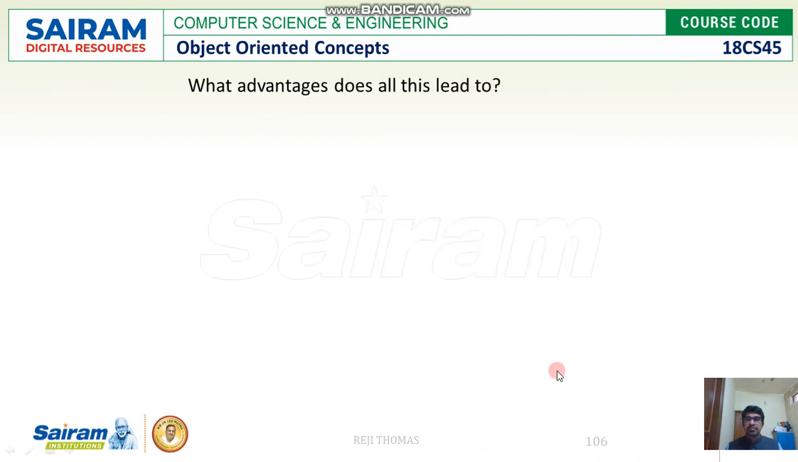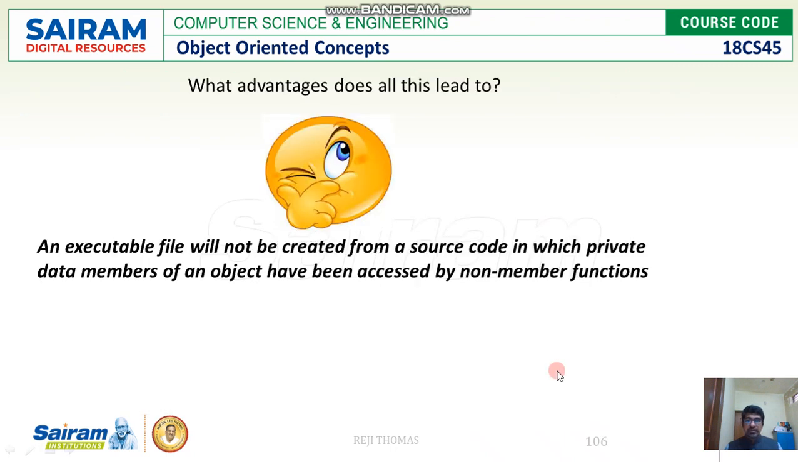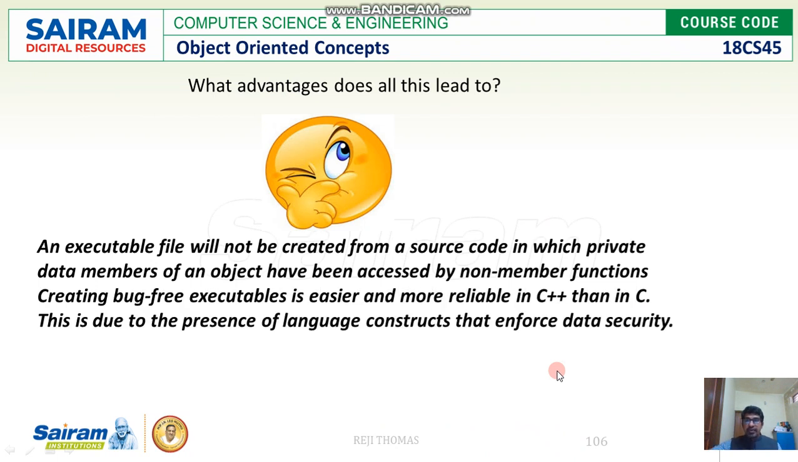So what is the advantage? You'll be thinking, what is the advantage of this? So the advantage is very important. By doing this, your system makes sure that no exe file is created from the source code in which private data members of an object are accessed by non-member functions. Let me make it clear. Private data members can be accessed only with member functions. Nobody else can do it.